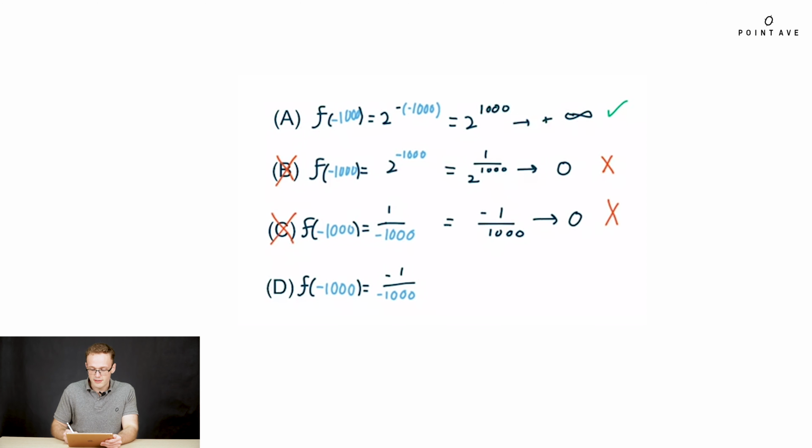For C, we likewise evaluate. We get -1 over 1000, a very small number, and so we say it approaches 0. Likewise for D, we get positive 1 over 1000, still very small, and so it approaches 0 likewise. So for B, C, and D, we can eliminate all of them just based on end behavior. And based on that, we know A has to be the right answer without knowing anything else about this function or the graph. Okay, on to our last example for this video.